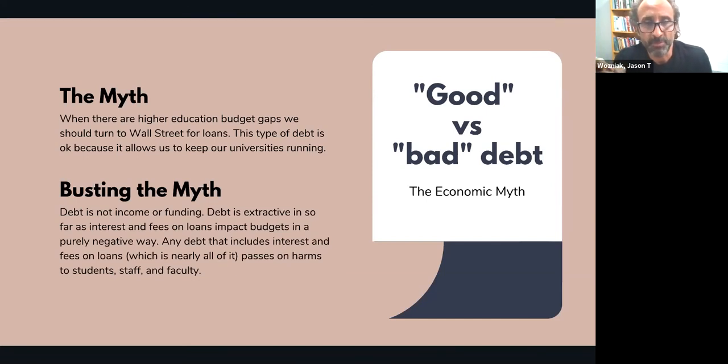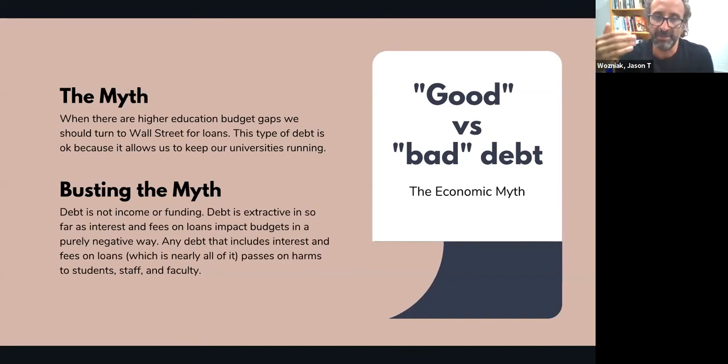Someone already, I think Jennifer put this in the chat, but other people have talked about this as well, that number one, we need to immediately say, no, we wouldn't have to rely on Wall Street to fill budget gaps if there were more public funding for public higher education. The other thing that we need to say, and really hit home on this, is that debt is not income, debt is extractive. It's extractive insofar as the interest and the fees on the loans impact budgets in a purely negative way.